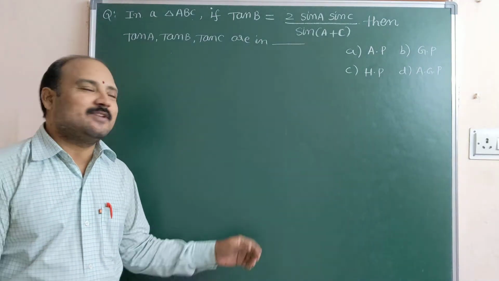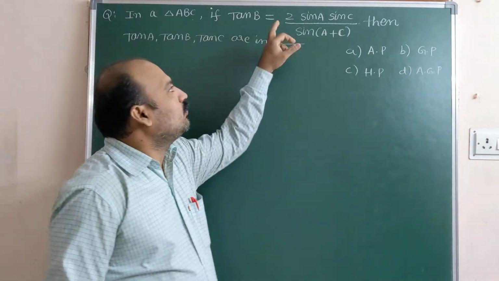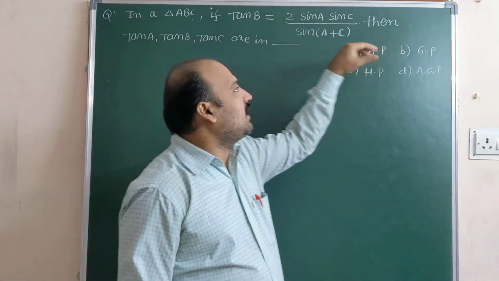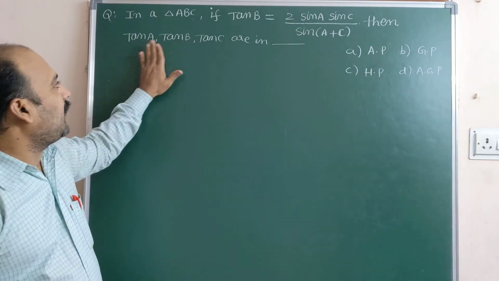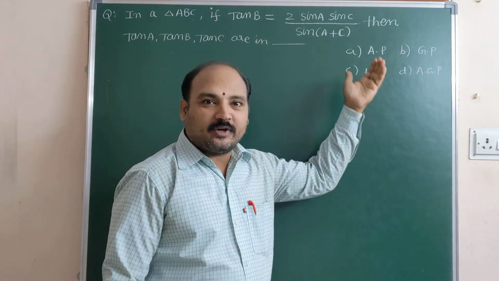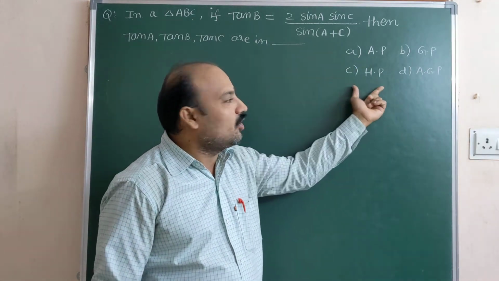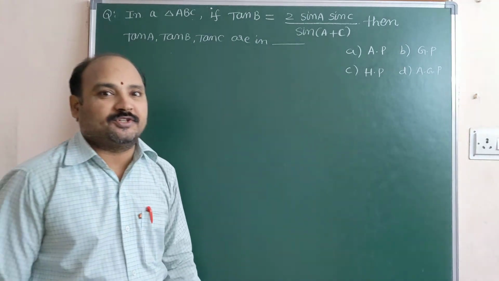The next question, dear students. In triangle ABC, if tan B equal to 2 sin A sin C divided by sin of A plus C, then tan A, tan B, tan C are in first option arithmetic progression, second option geometrical progression, third option harmonic progression, fourth option arithmetic geometrical progression.